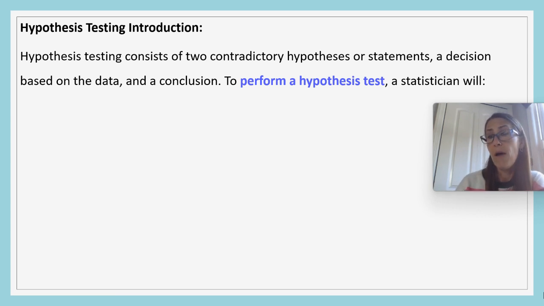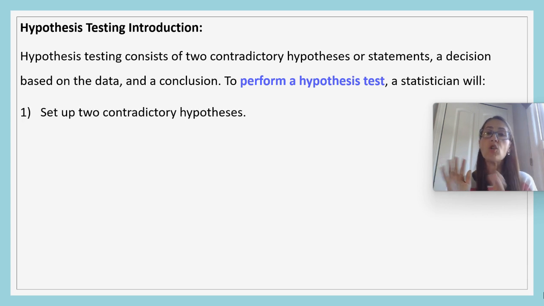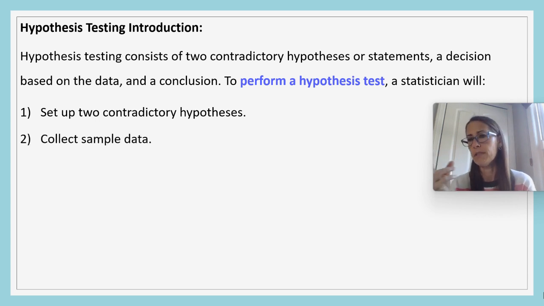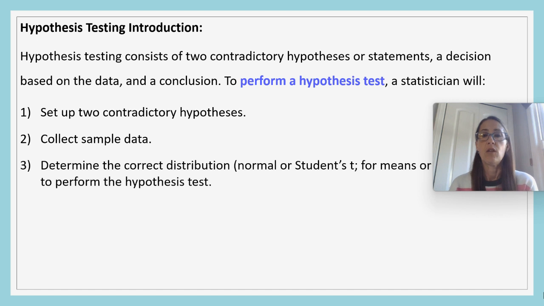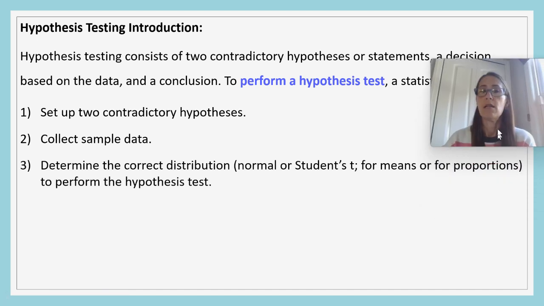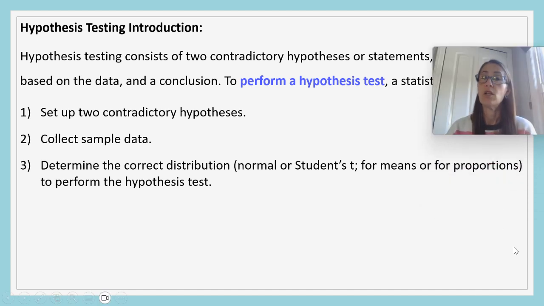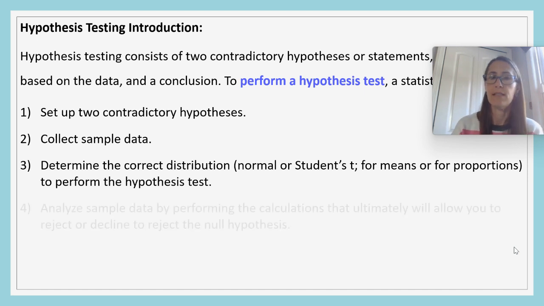To perform a hypothesis test, a statistician will set up two contradictory hypotheses. They have to say opposite things. Collect sample data. In our problems and examples, you'll be given the data, but for your project, you're going to be collecting the data. We're going to determine the correct distribution, the normal or student's t distribution if you're doing it for means, and then for proportions, it's just the normal distribution, and perform the hypothesis test.